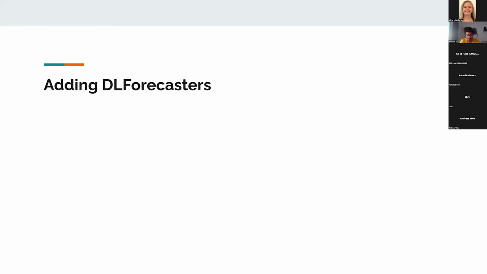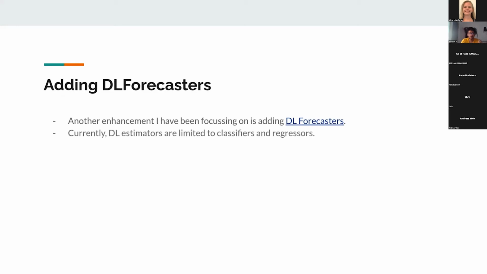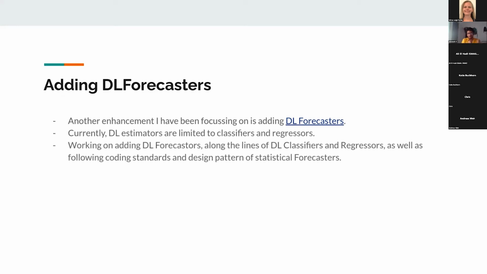Another part, as I was talking about, your main estimators which we have been working on are classifiers, regressors, and forecasters. Forecasters is something which does not exist in sktime DL as of now, but that is something I have been working on adding as well. So the thing is, DL forecasters is a completely new estimator. It is not a part of migration per se, but it's a new estimator that I have been trying to add. And the main idea behind it is that it has to follow the standards of your DL classifiers and regressors, as well as follow the coding standards and design patterns of statistical forecasters.